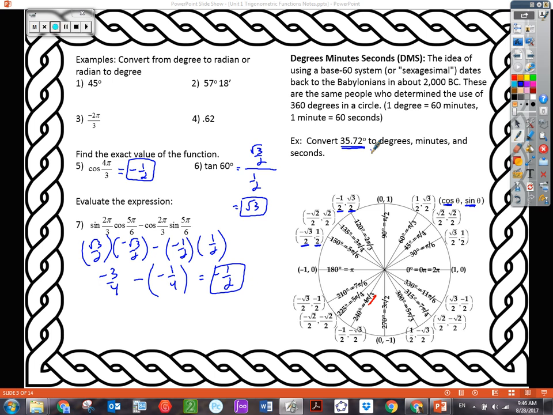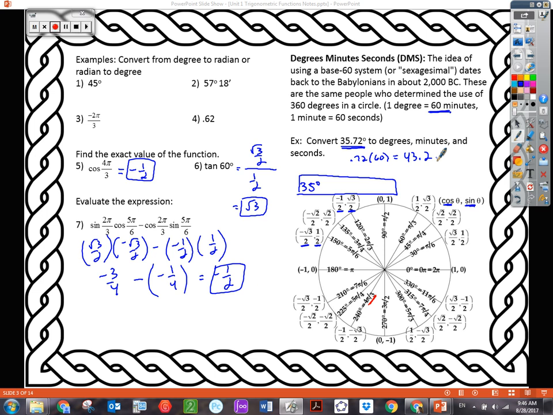I'm going to know what's going on, and that is the 35, that's whole, that's the degree part. So I can just write that down. My answer is going to be right here. Okay, that's going to be the degree part, 35 degrees. So how do I get the minutes? I take the 0.72 and I multiply it by 60. Why 60? 60 because a degree is 60 minutes. That's why I'm multiplying it by 60. When I multiply that by 60, I get 43.2.